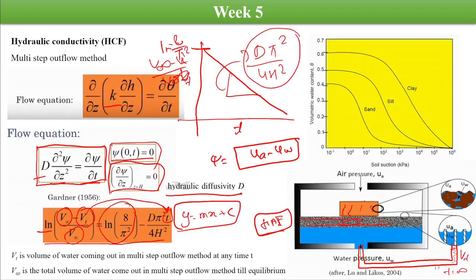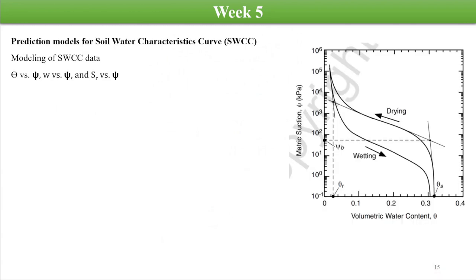We have talked about the hydraulic conductivity function, and now we are going to talk about the soil water characteristic curves. The soil water characteristic curves are basically the relationship between theta, that is volumetric water content, and psi, which is the soil suction. Or it can be the relationship between the gravimetric water content w and psi. And it can also be the relation between Sr, the saturation, and the suction. So the soil water characteristic curve is basically a curve which signifies how the drying and wetting process is happening in the soil, right?